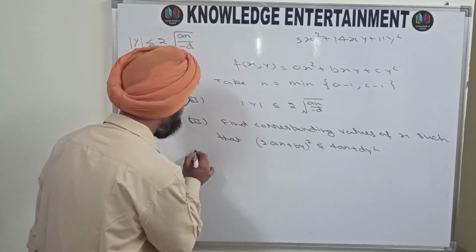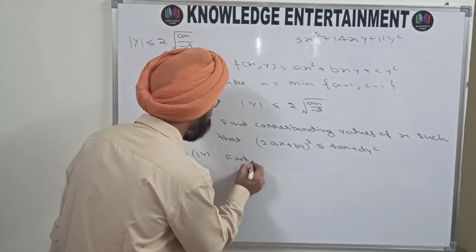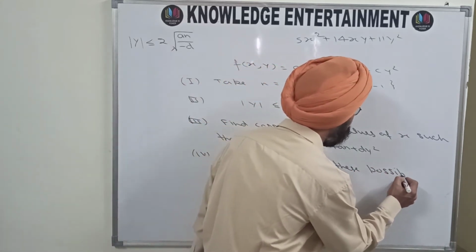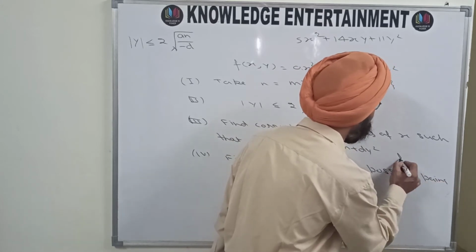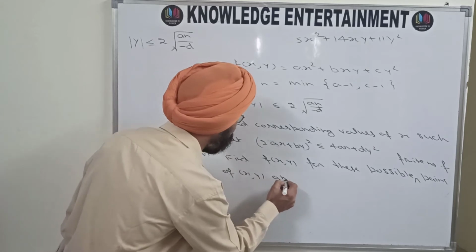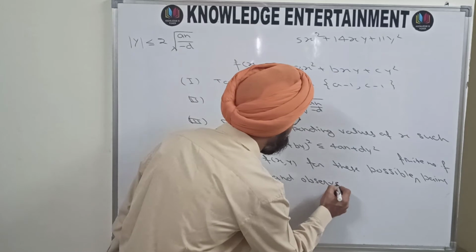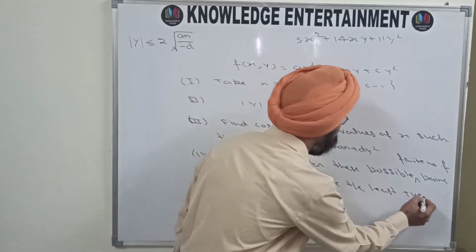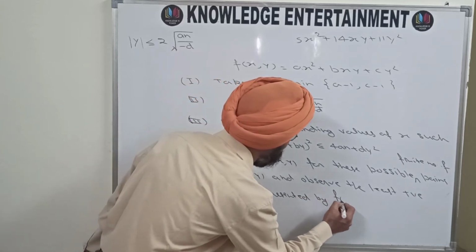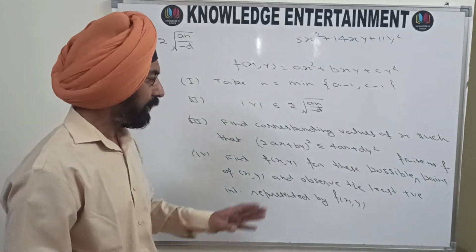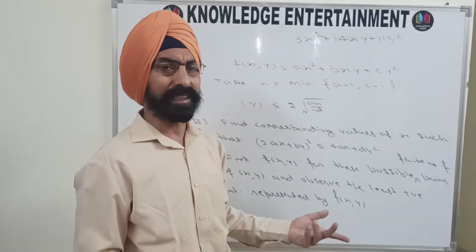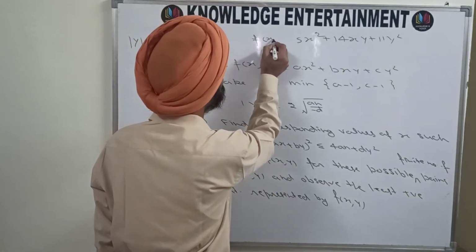So what is the next step? Find f(x,y) for these possible finite number of pairs of x and y, and observe the least positive integer represented by f(x,y). This is the procedure. Now, how to use this procedure? I have written one binary quadratic form here, so I am going to use this one to illustrate this method. So, here this is your f(x,y).